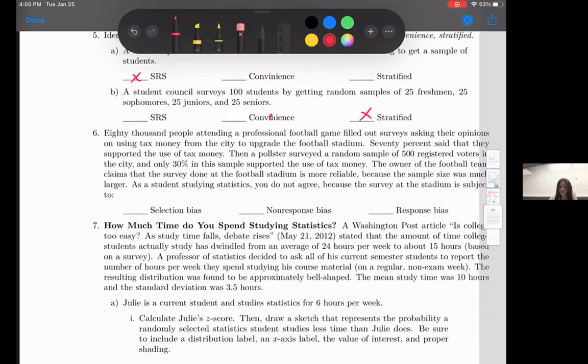Number 6. Selection bias. Why the selection bias? Forgot my reasoning, 1 second. Let me double check. What is the definition of response bias? Response bias means what? People lying, people what? Like not telling the truth.